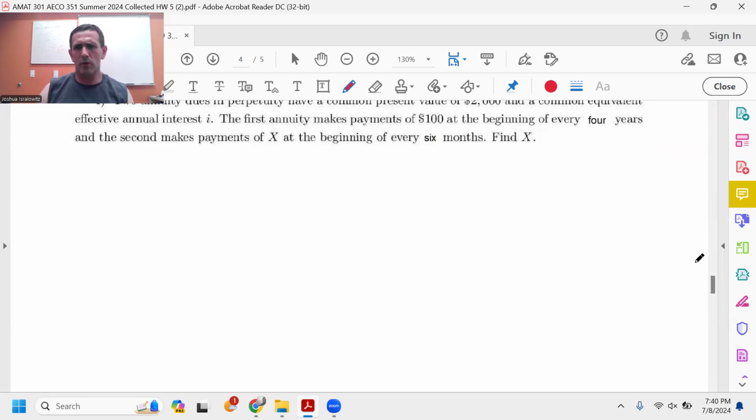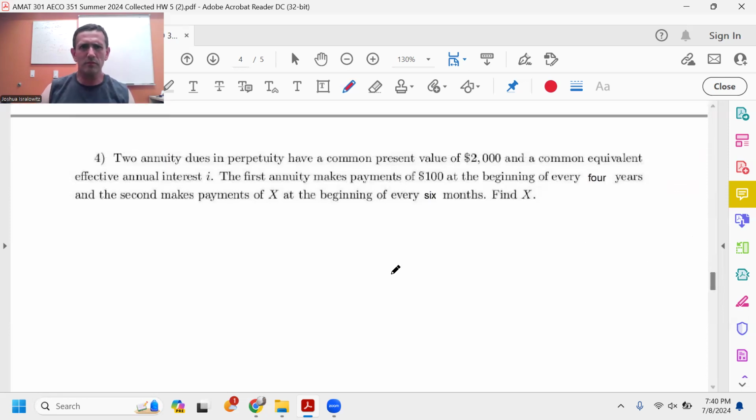All right, so number 4: two annuities in perpetuity have a common present value of 2,000. A lot of people did something really weird here, and I honestly don't understand why people thought this way. You don't really even need to draw the time diagram.